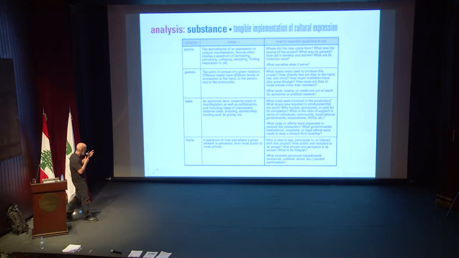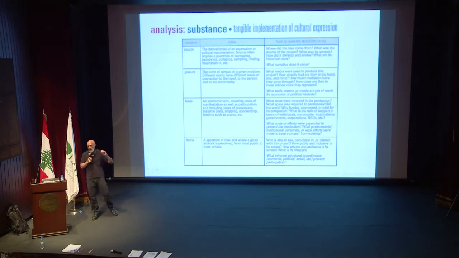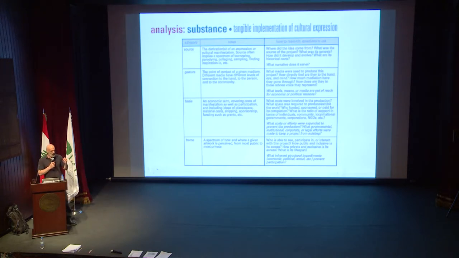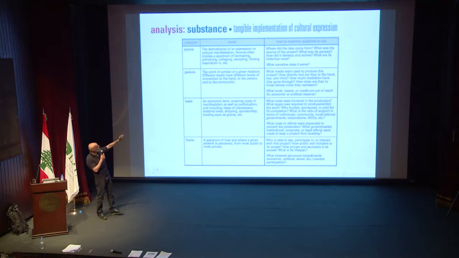Here, this is an analysis of source, gesture, basis, and frame. On the right, I have some questions. We're going to be looking at an organization in the UK. We will be analyzing their efforts. They do things like, it's called positive negatives. They put artists with Syrian refugees in Europe, for example. And you can start to see in their pages a narrative outside of what they claim to be talking about. So these questions, where does the idea come from, but later, what narrative does it serve?